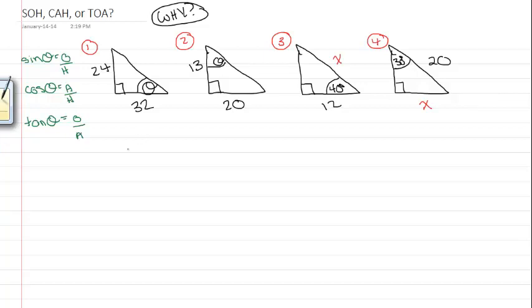Hi, I'm Kayla. In this video, I'm going to go over 4 triangles and show you how to know whether to choose sine, cos, or tan in the SOH formula.